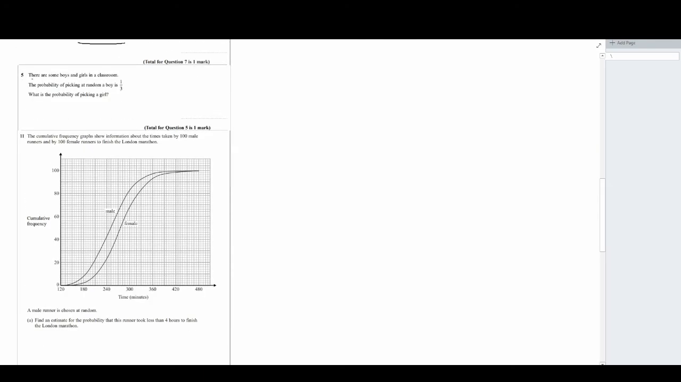Next up, question 5. There are some boys and girls in a classroom. The probability of picking at random a boy is 1/3. What is the probability of picking a girl? That is simply not a boy. In this situation, just boys and girls. Not a boy: 1 minus 1/3 equals 2/3. Same principle as the one above.